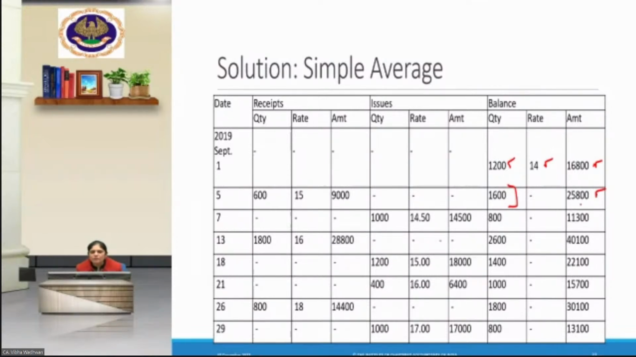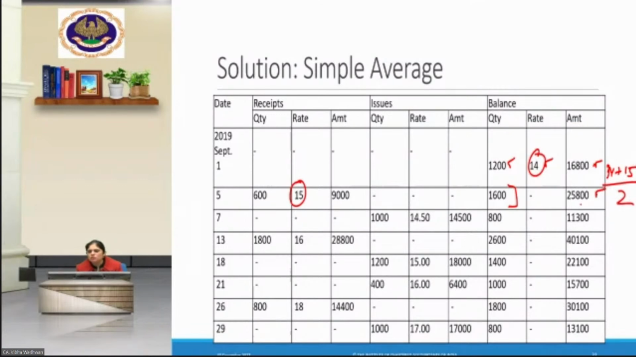Now we have to calculate the average of the rates. What all stocks are available? We have to calculate the average of the rates of the stock which is available. Two lots are available, the opening stock and the new purchase, with rates 14 and 15. We take the rates of the lots which are available. Before this issue, we have two lots available, so it's a simple average, divided by 2.